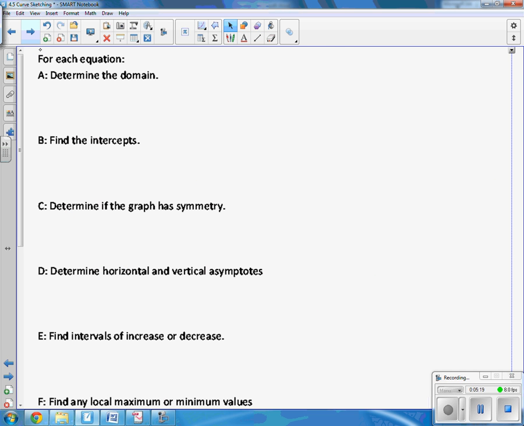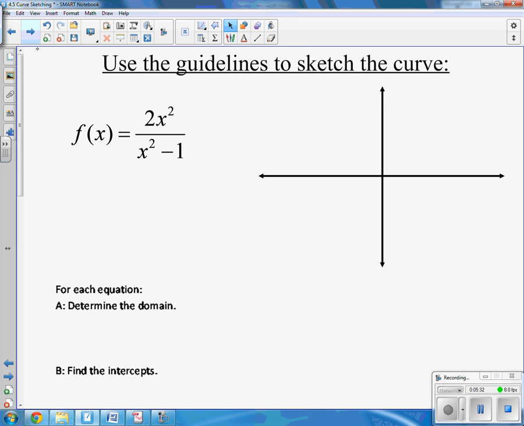So I'm going to show you, oh, sorry, this is the paper that you're going to use. Each time I would write out the steps for the guidelines and put in the information. So I'm going to follow along this pattern for the next example we do here. You'll see that they show up below. And we're going to sketch this curve f of x equals 2x squared over x squared minus 1.